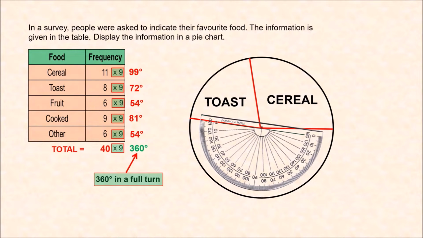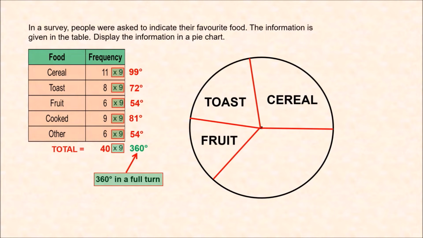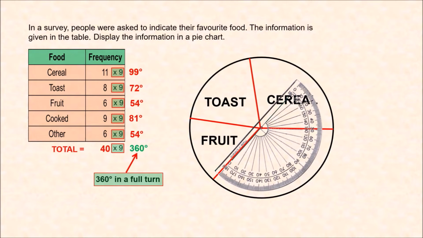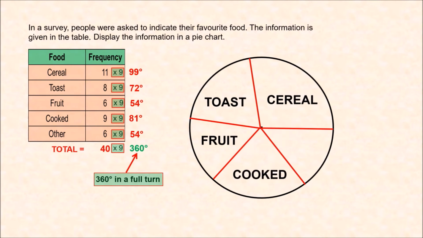And the next one, still using our protractor, using the inner scale starting with 0 on the line, 0 to 54 degrees for the fruits, because the fruits is 54 degrees. And then for the next one, do the same way. So inner scale, because that is where your 0 is, put it on the line and draw 81 degrees for the cooked food. So that's 0 to 81 for cooked.